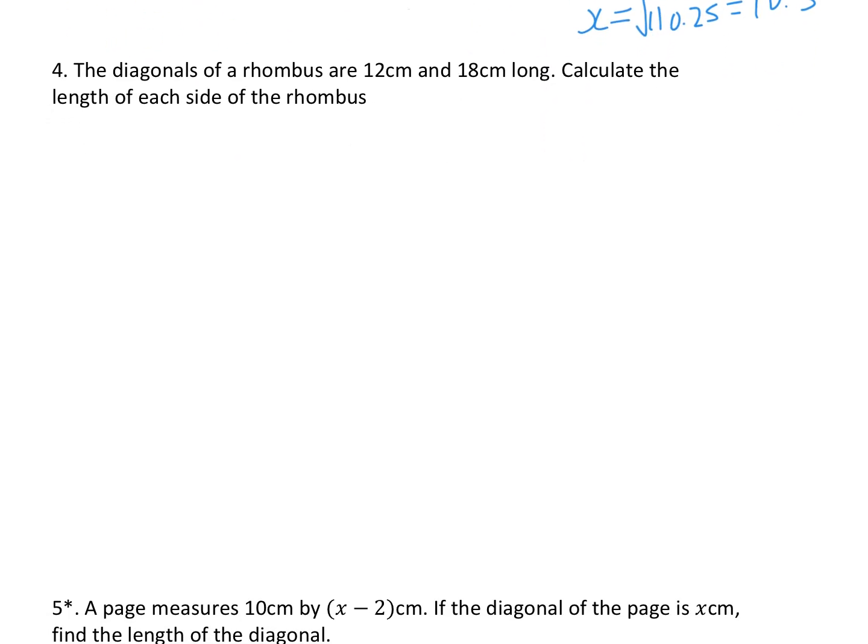Number 4. The diagonals of a rhombus are 12 centimeters and 18 centimeters long. Calculate the length of each side of the rhombus. Okay. A few special properties of a rhombus. If I'm drawing it well enough, those sides should be the same length. And the diagonals of a rhombus connect one corner to the opposite corner, like so, and the other corner to the opposite corner. And if it is a rhombus, which this is not a bad drawing, the diagonals of the rhombus meet at 90 degrees.